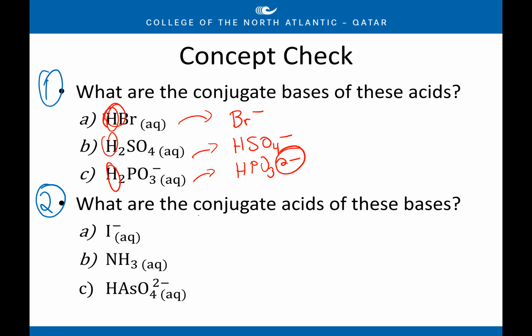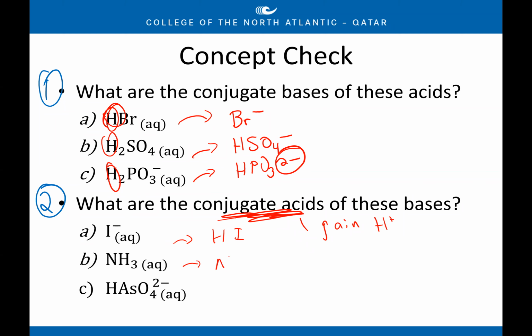In question 2, it asks, what are the conjugate acids of these bases? So that means they are going to gain a proton. So this is pretty easy. I get HI. Notice there's no charge on this compound. H positive, I negative, neutral.